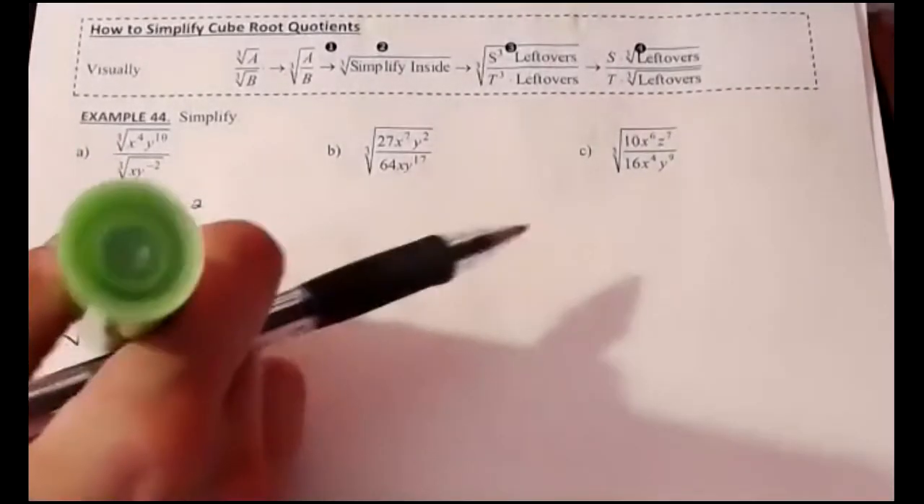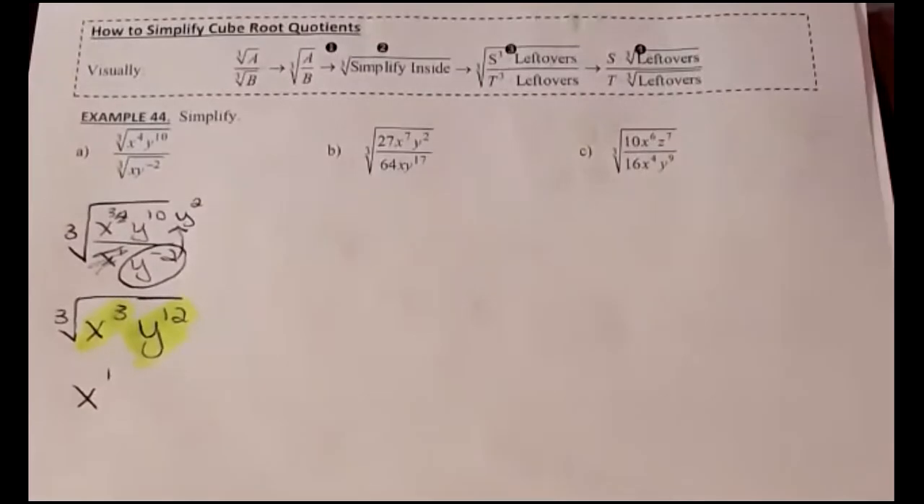Who can provide to me the final answer? Simplify this for me. What's my answer? X to the first, and then y to the fourth. Cool. Y to the fourth. You're done. X to the first, y to the fourth. You've evaluated that cube root. Very nice. I like what I'm seeing.